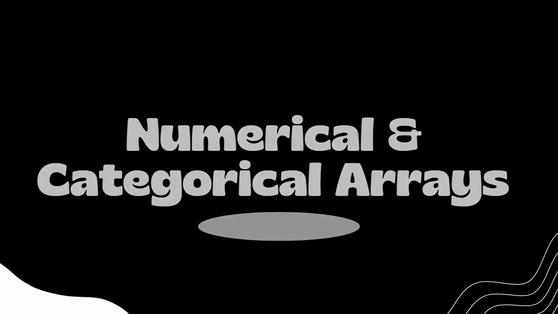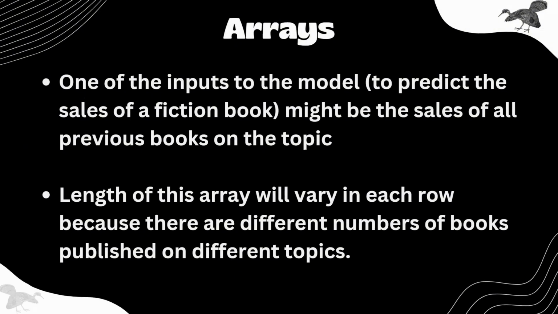For example, let's say you're trying to predict the sales of a new science fiction book, and one feature could be the sales of other books on similar topics. You might have a feature that's a list of values with a different length for each row, representing various sales data for different books of the same topic. When training a model, the model is trained on a fixed number of features and expects the same feature structure for every new prediction. So, how do we solve this issue?